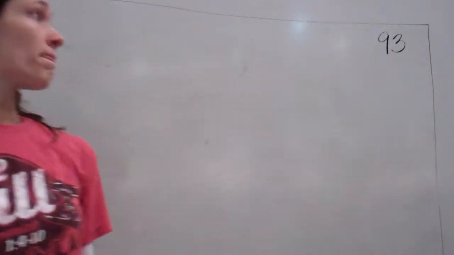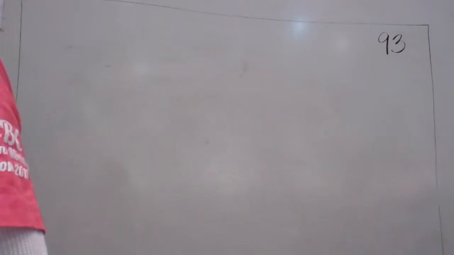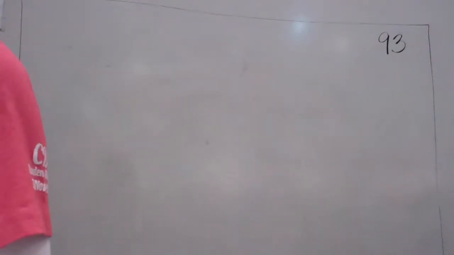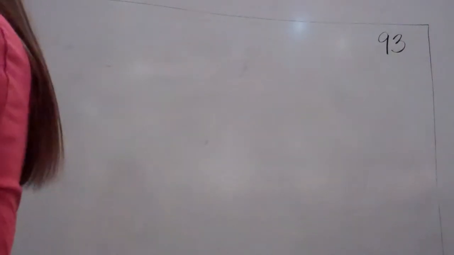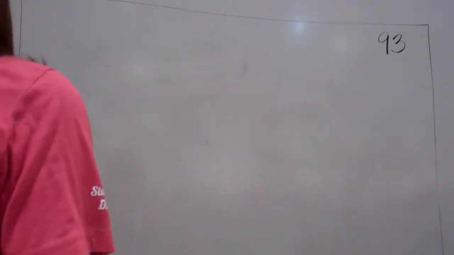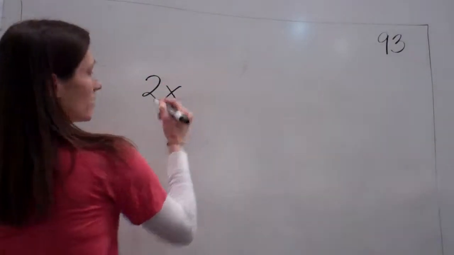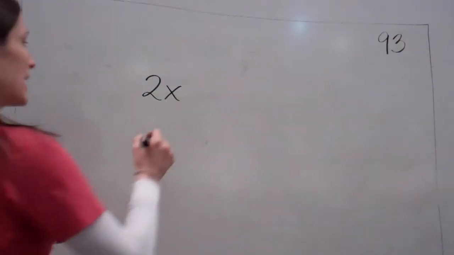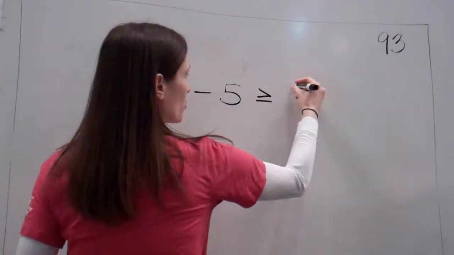Okay? All right. I'm going to show you one more only because they want you to graph things. Okay? So one of them will say something like this. Most of them will just say solve. This one says solve this inequality and graph its solution. Okay, so here's what it's going to look like. 2x minus 5 is greater than or equal to 1.